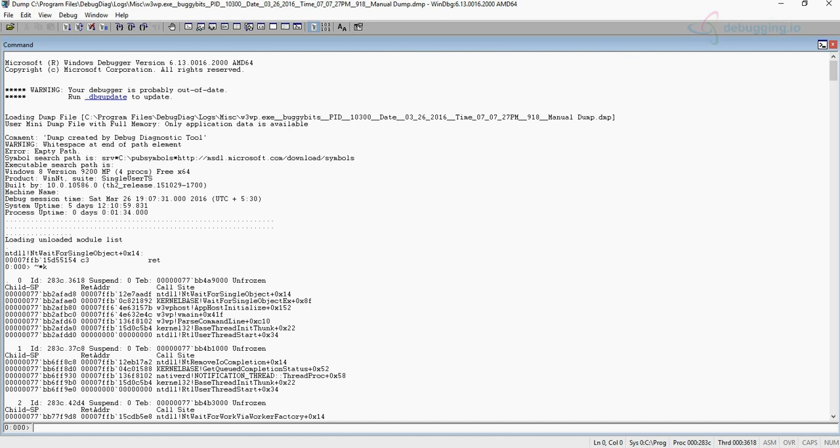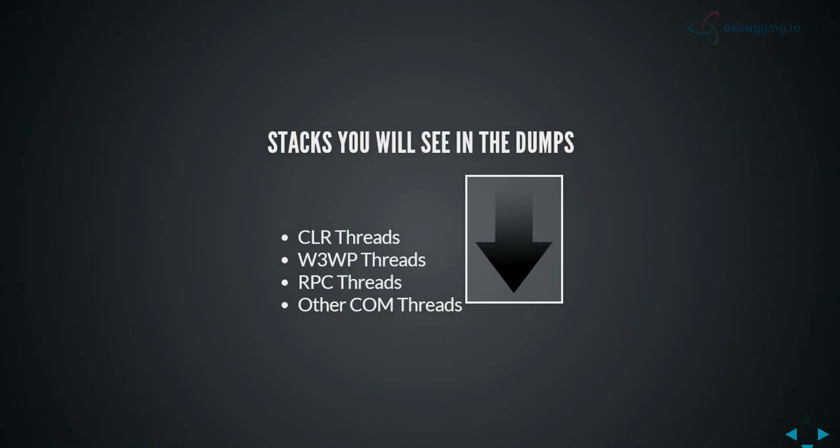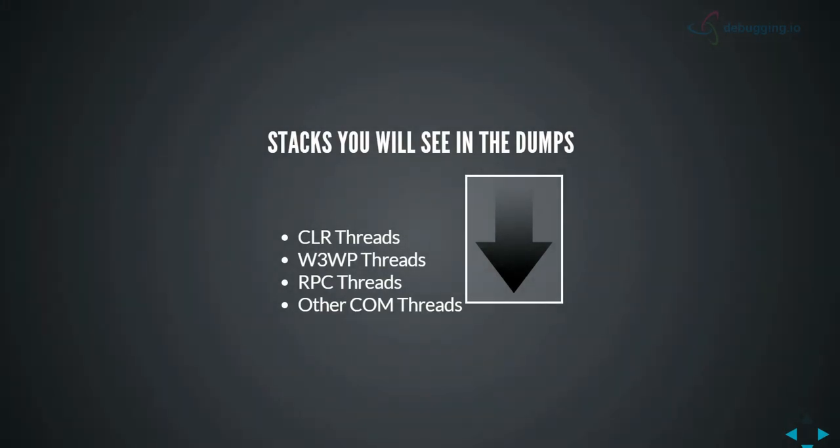Why do we have to understand what each thread is? The thing is, we can ignore a lot of these threads. In this slide I have given examples of stacks which you can ignore. We mainly see four types of threads in a dump: CLR threads, W3WP threads, RPC threads, and other COM threads. The CLR thread can be a CLR thread, the GC, or a managed thread.